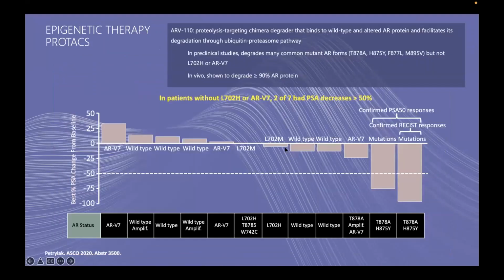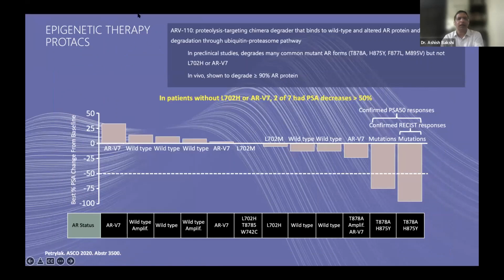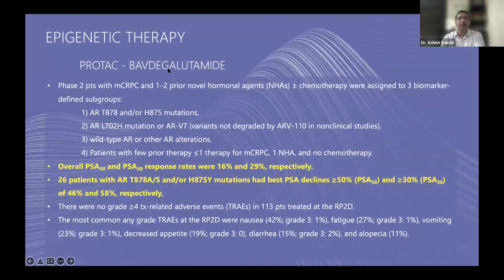Now, how is this PROTAC being exploited in epigenetic therapy? Prostate cancers are androgen dependent cancers, and in one study, a molecule called ARV-110 degrades many common forms of the androgen receptor. In this phase 1 study, they showed that patients who had mutations in this location of the androgen receptor had more than 50% reduction in their PSA. This drug, ARV-110, is now called bavdegalutamide.